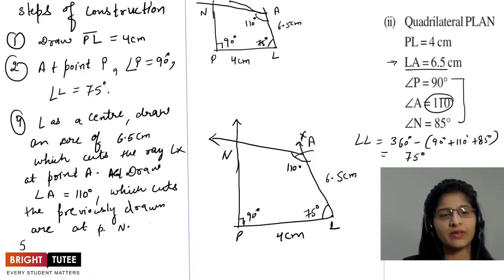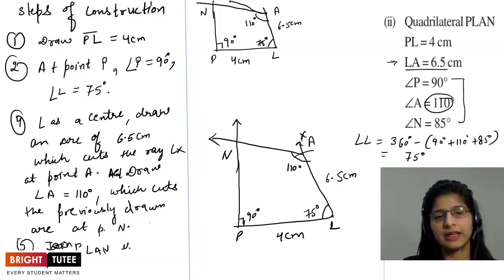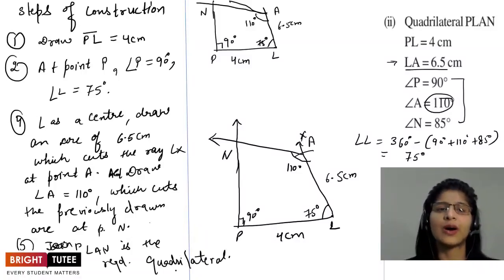Okay, then what will we do? N is already there on the intersection of those two, so we don't need to join. We can just write that PLAN is the required quadrilateral. Clear? So this is how we do the construction of a quadrilateral when three angles and two adjacent sides are given to us.